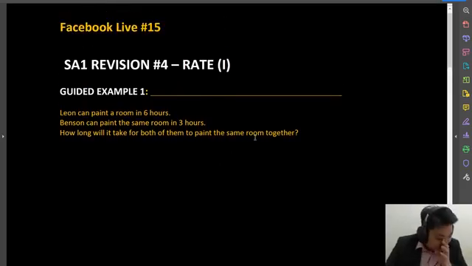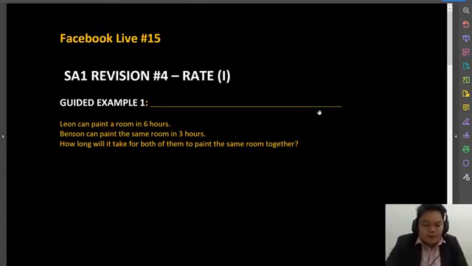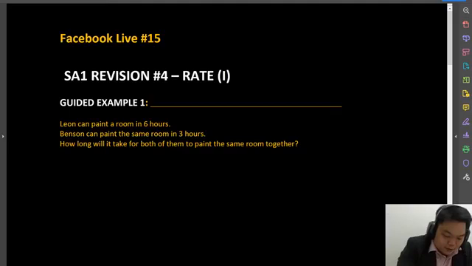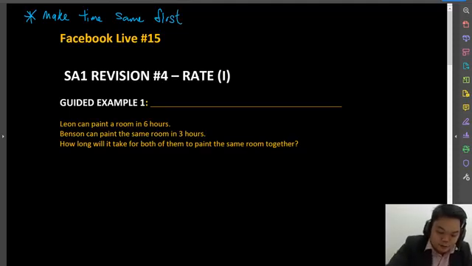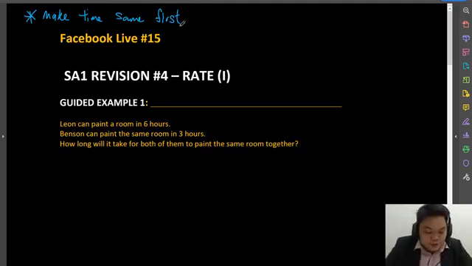Okay, the first thing I need to talk about, to establish about rate is this. First and foremost, in any rate problem that you do, you must always make time the same first. This is something you have to do regardless of situation, because without having time being the same, you are not able to make a fair comparison. So let me just give you an example here that I created.